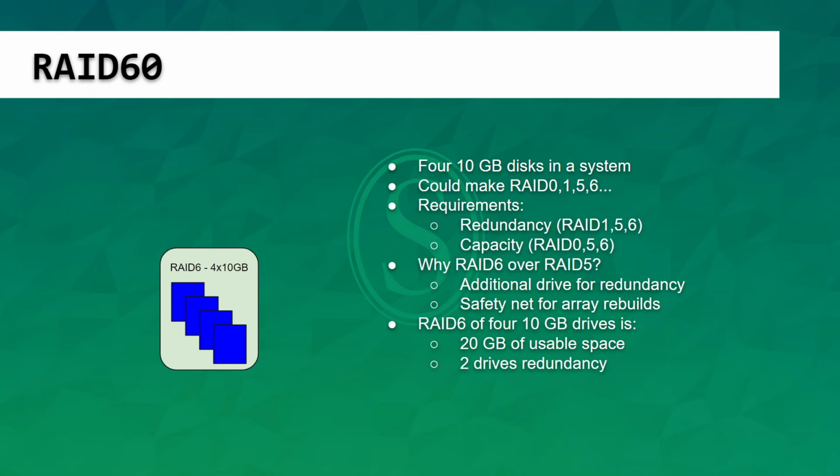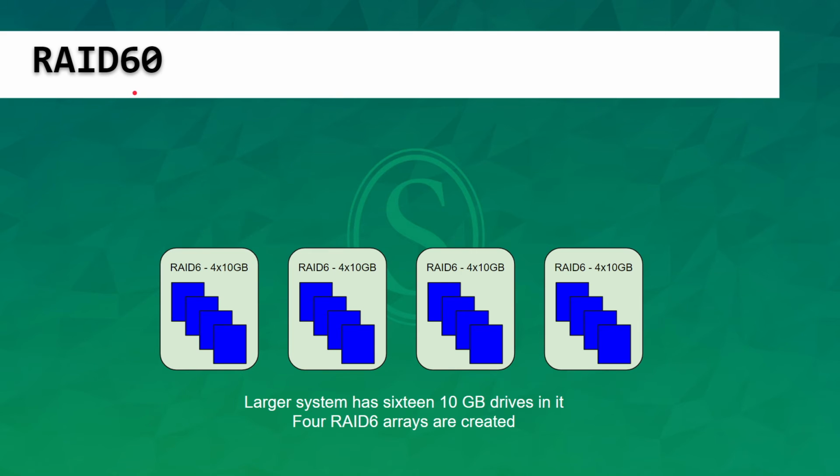I'm going to show you how to calculate it with a different set of images, so you can do it for the exam. So let's take this RAID 60, RAID 6, and let's say instead of 4 drives, we've got a larger system. We actually have 16 drives, and we decide to make 4 RAID 6 arrays.